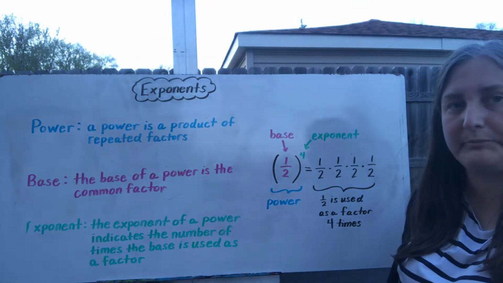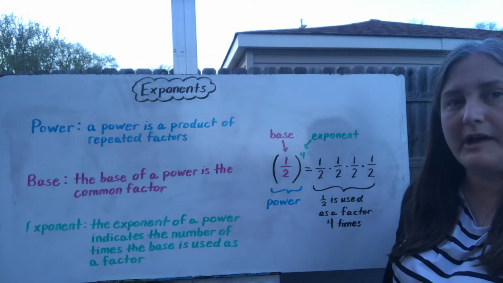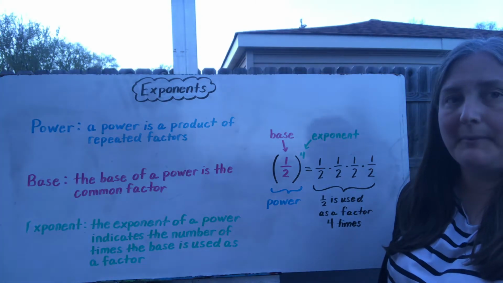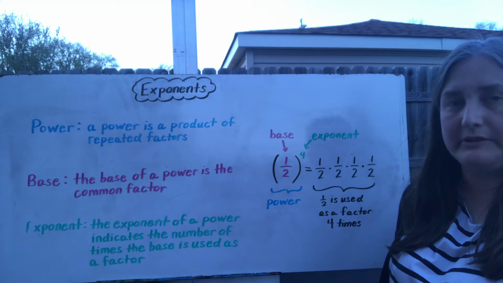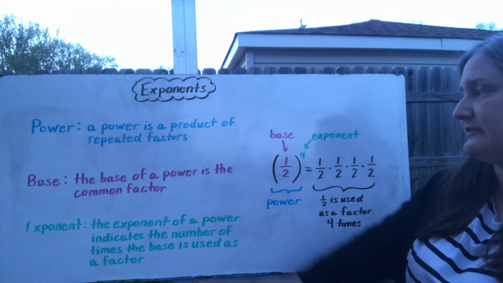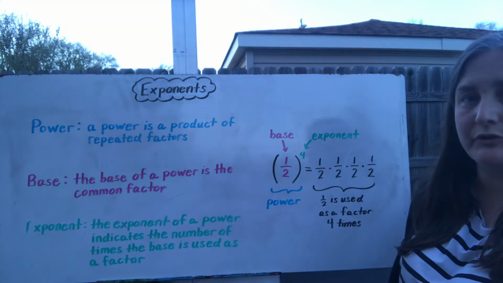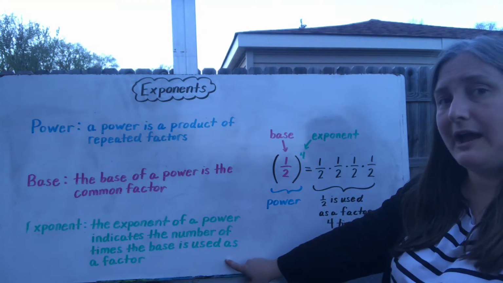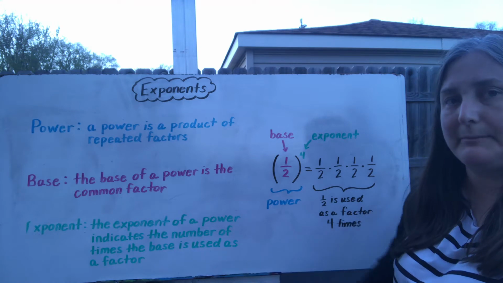This video is on exponents. We're going to start by talking about powers. A power is a multiplication problem of repeated factors. A power has two major components: the base number, which is the common factor you're going to be multiplying over and over again, and the exponent, which indicates how many times you're going to multiply that base number.